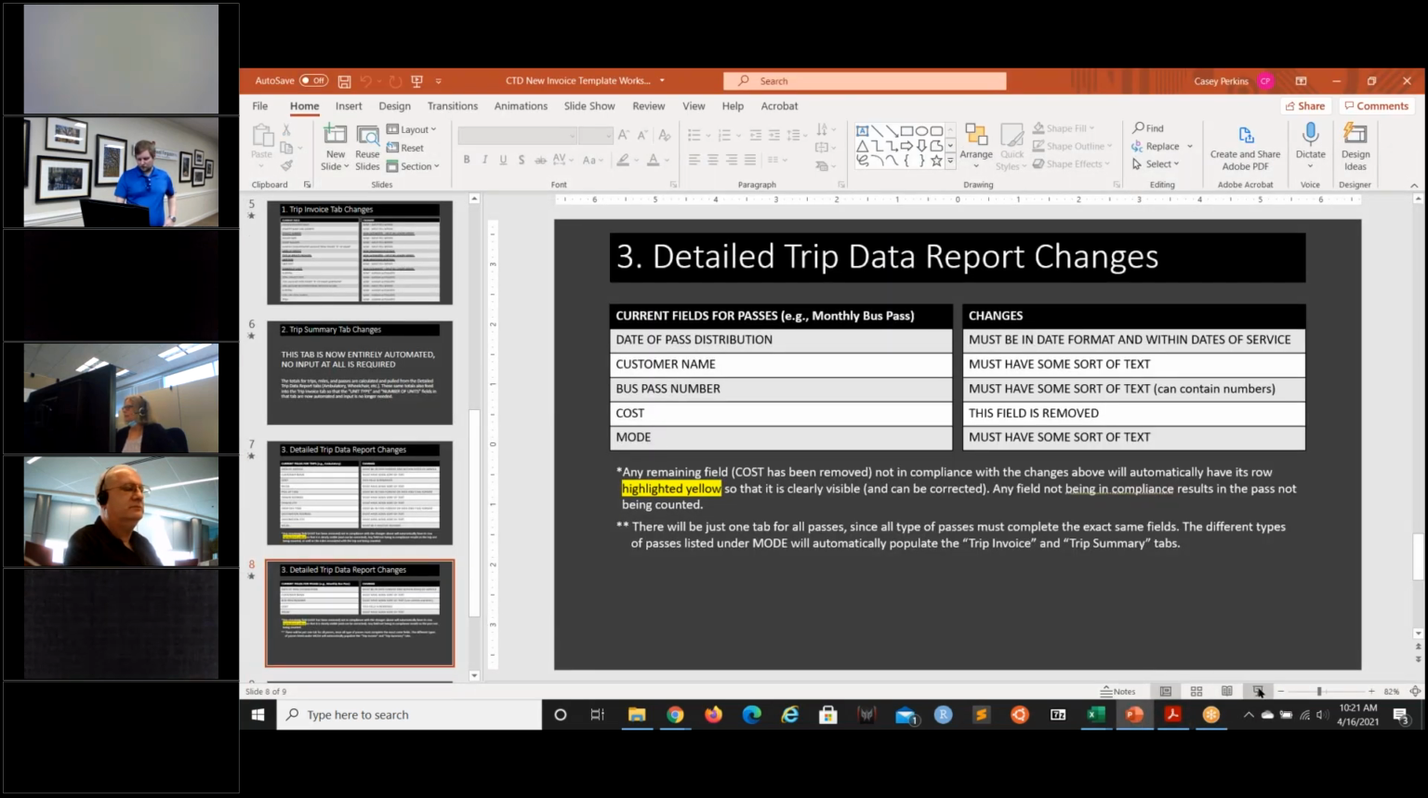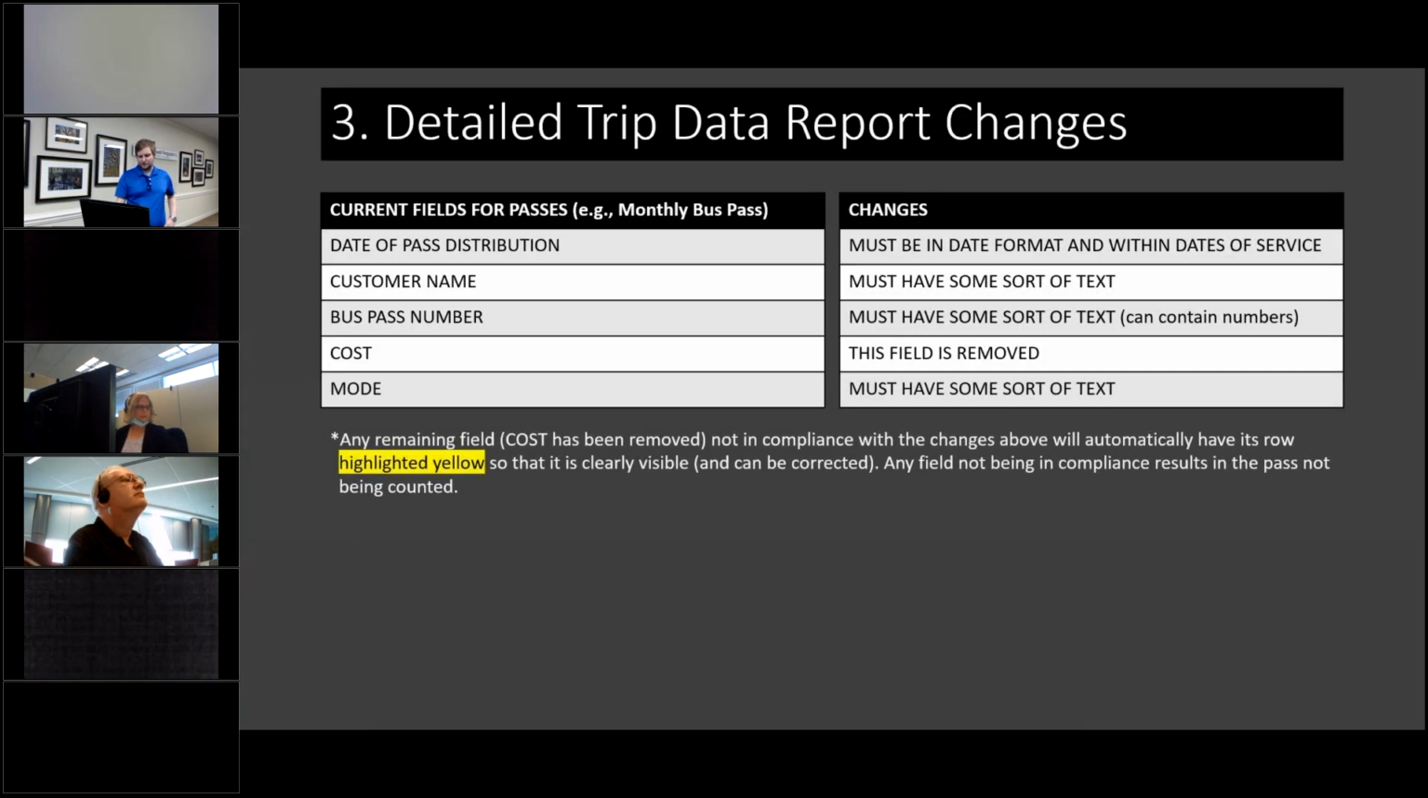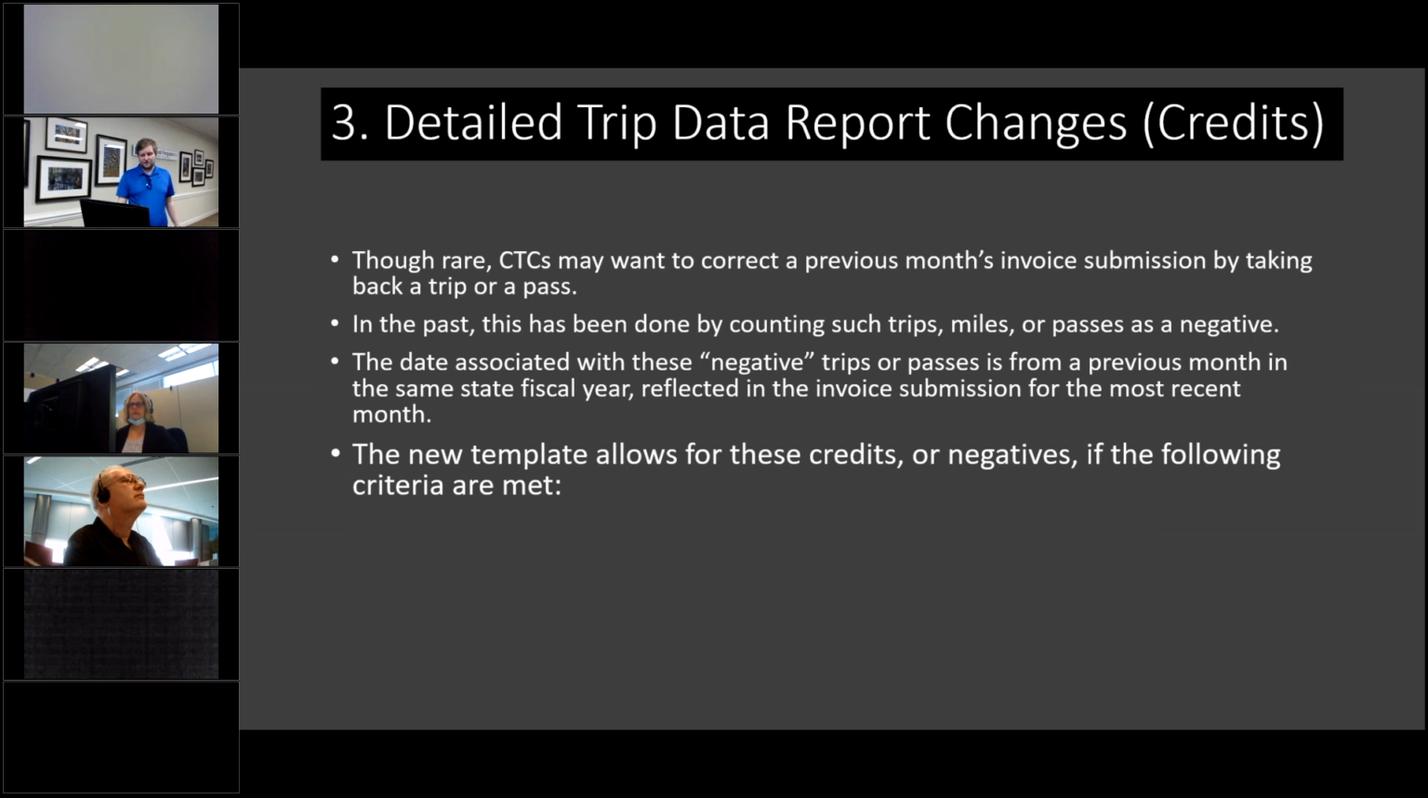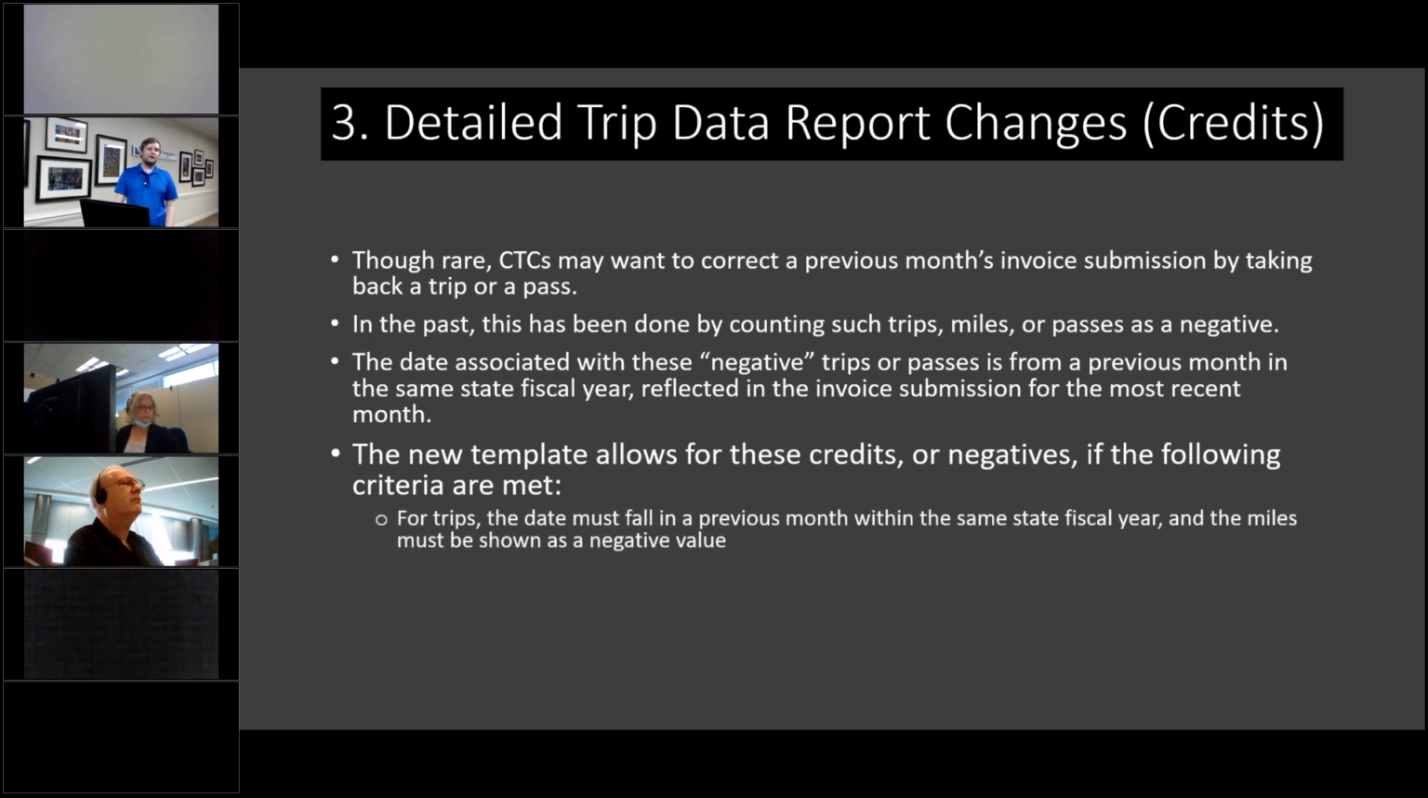Let's go to, this is kind of the last point before we allow for discussion and feedback. So what about situations, and this is very rare based on the invoice data that I've looked through, but sometimes a CTC will wish to take back a trip that they submitted on a previous invoice from a previous month. So how do we allow for that to happen? Well, if it's a previous month within the same state fiscal year for the bus passes like you were just looking at, it'll automatically count it as a negative credit.